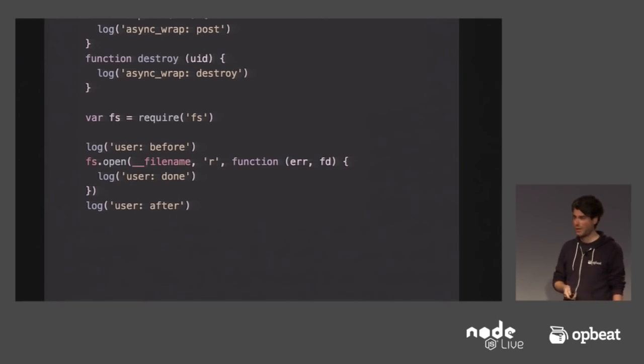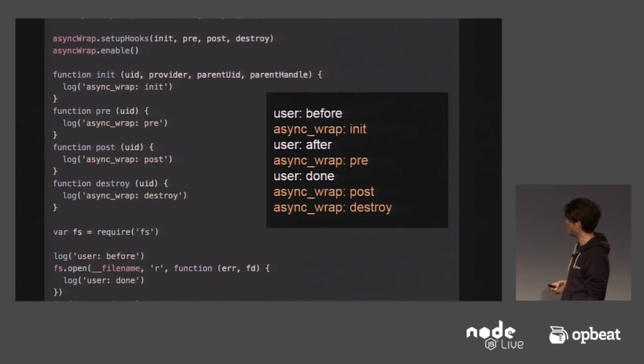So how will this work? How will this look together with the other code we saw before? Again, I'm sorry for the transitions here. So first you will see user before, because that's actually the first thing that is being run down here.